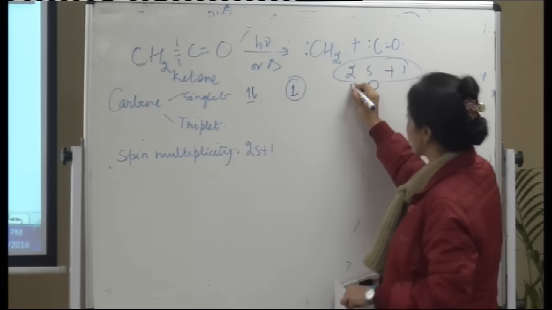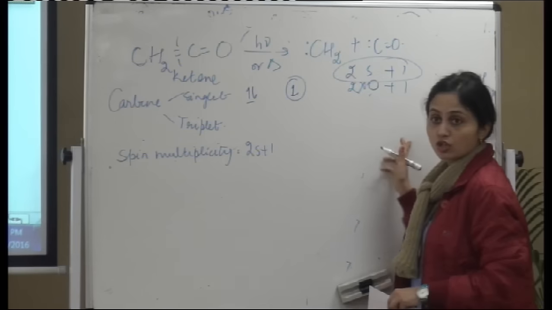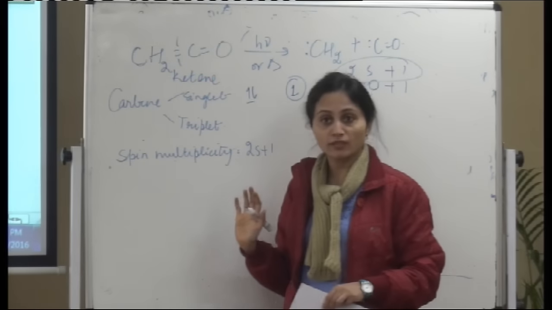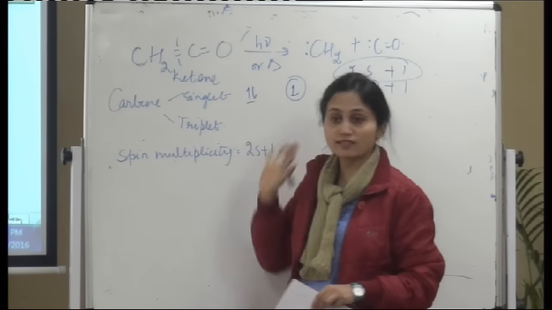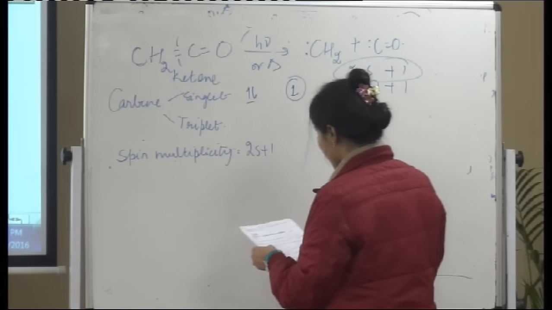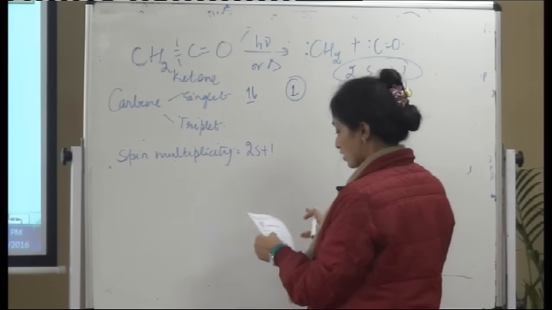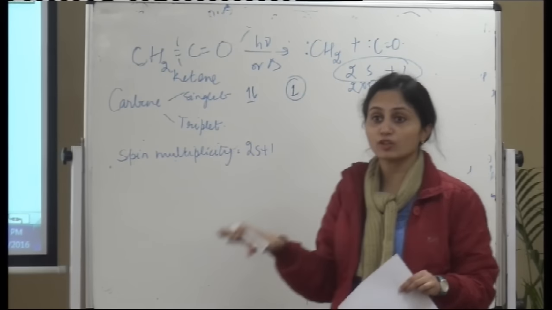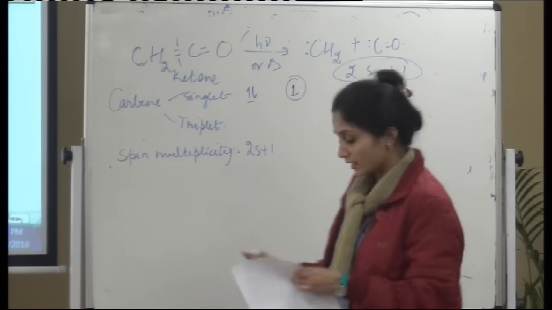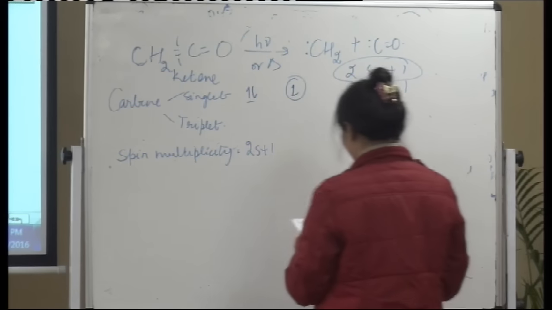So that means 2 into 0 plus 1. So in that case the spin multiplicity will be 1, which means it will be a singlet carbene. A singlet carbene has a bent structure, and remember it is less stable than your triplet carbene. Singlet carbene is less stable than your triplet carbene.